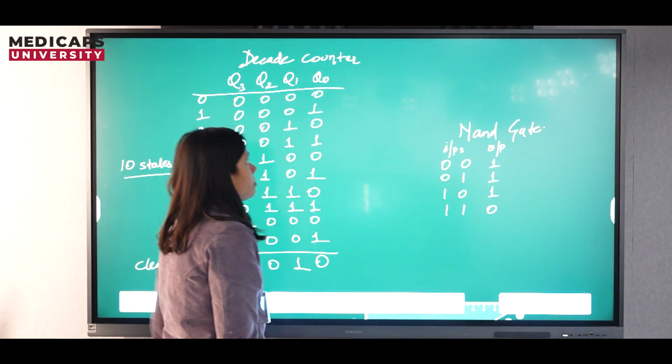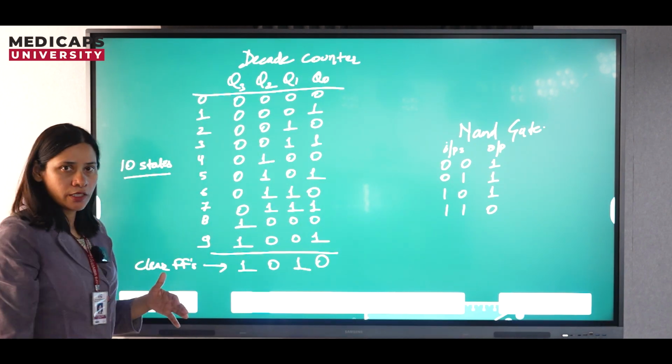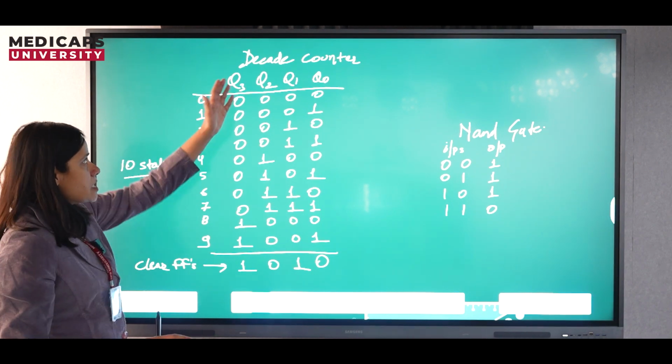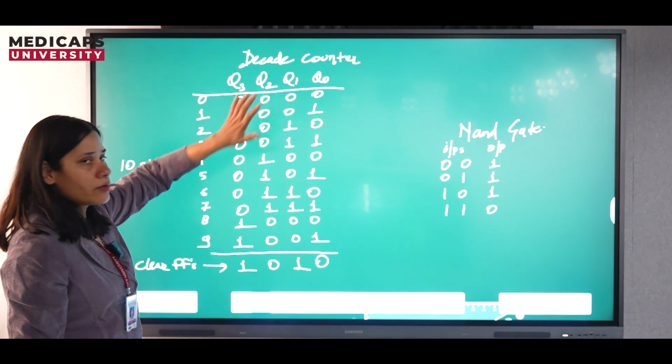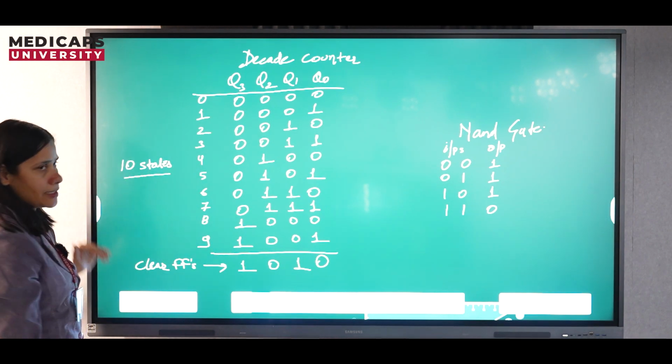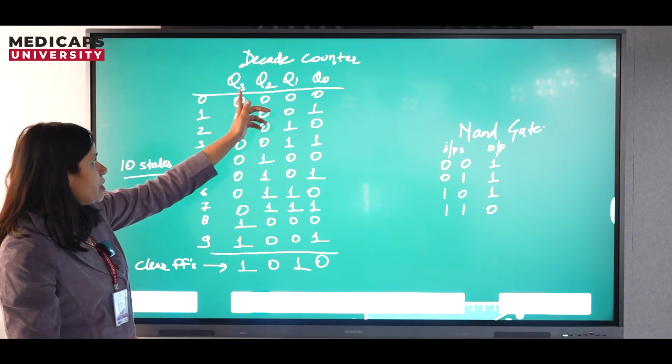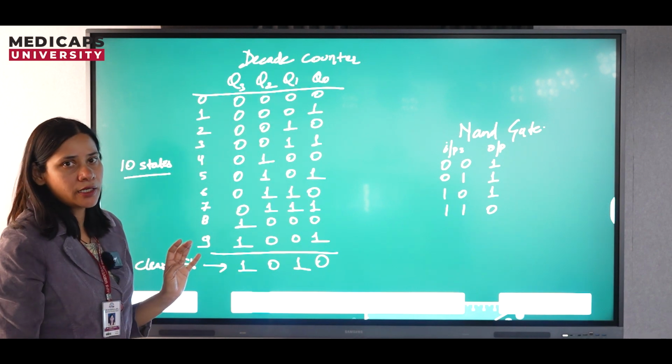Now coming to the decade counter about which we need to talk. So we have a basic building block. Now we'll understand the decade counter. Decade, the word says that means it has 10 states. It needs to count only up to 10 states. So we'll be taking a 4-bit binary counter.